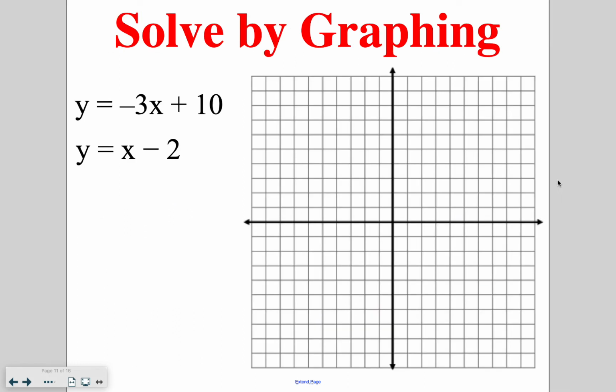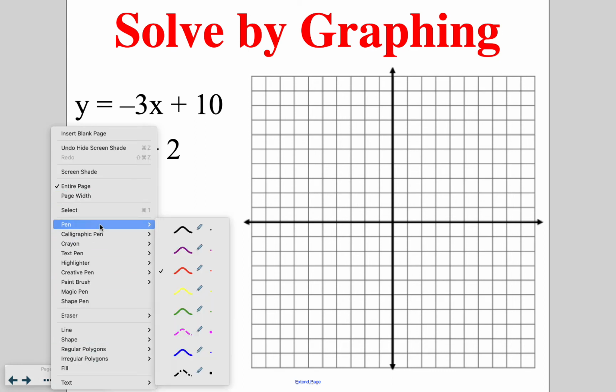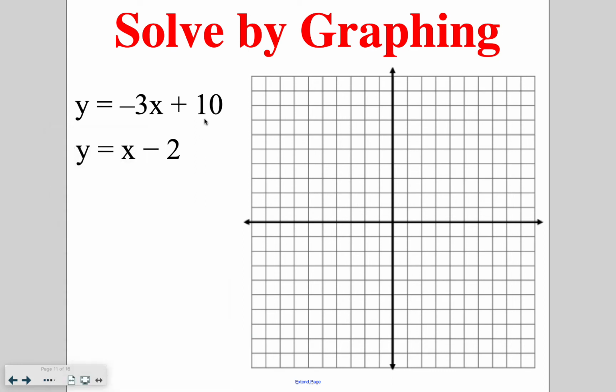Now we're going to flip over to actually solving by graphing. When we do this, we're going to want to graph in slope-intercept form. So both of these equations are already in slope-intercept form. So I'm going to start with the first one. And our intercept is 10. So we start at 0, 10. So we put our coordinate there.